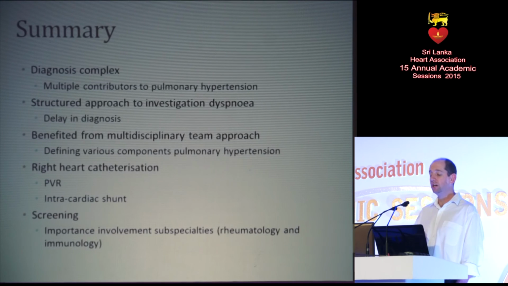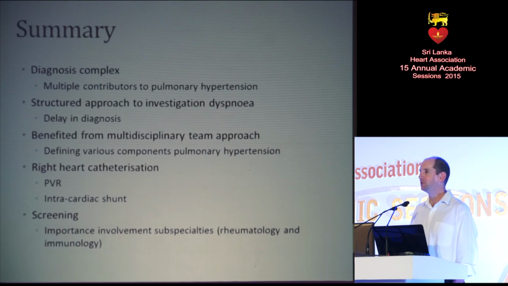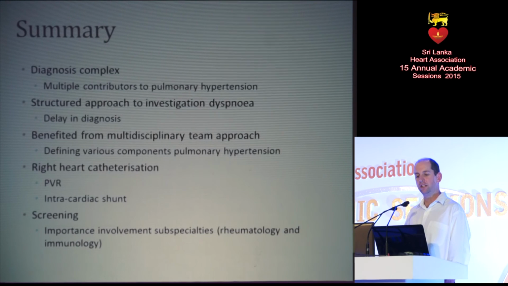So I guess to summarise, because we have some excellent cases to discuss, I think the diagnosis of pulmonary hypertension is complex and can't simply be defined as a mean pulmonary artery pressure more than 25 millimetres of mercury. There are multiple contributors to pulmonary hypertension. And I think it's important to have various specialists involved who may be able to help tease out the various contributors. I think having a structured approach to dyspnea is important to avoid that delay in diagnosis that I mentioned.